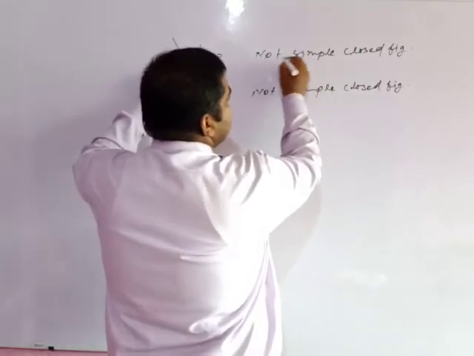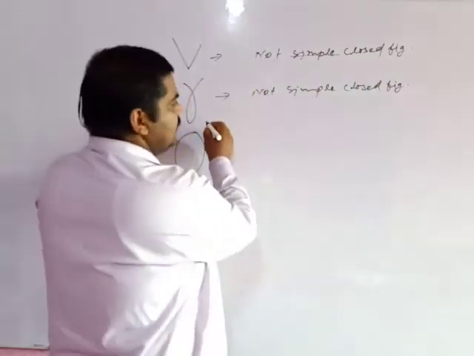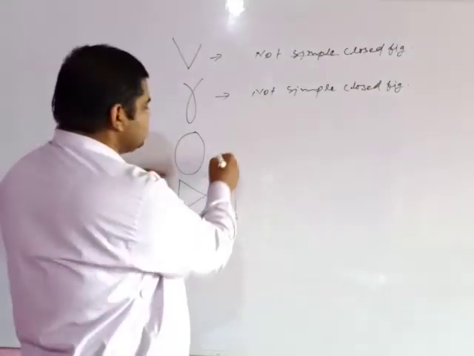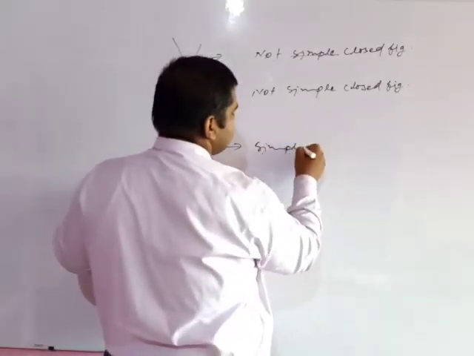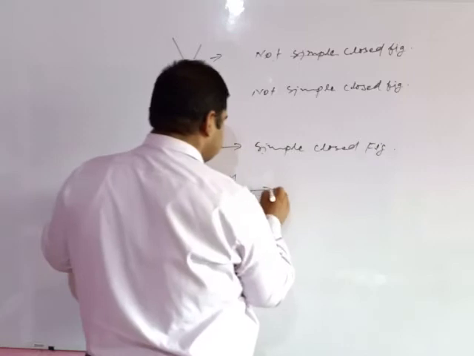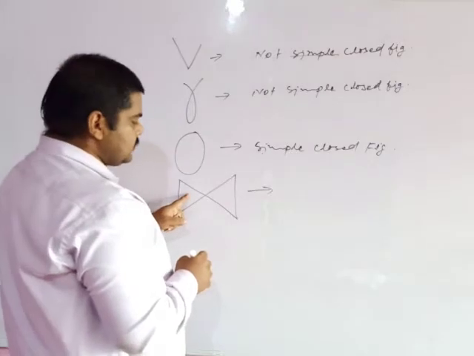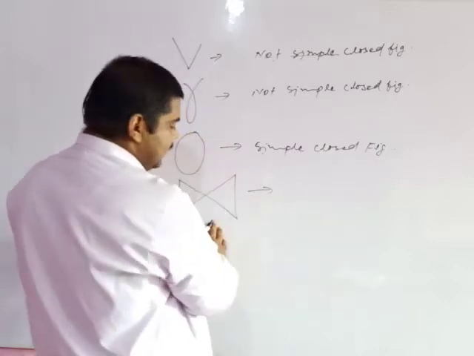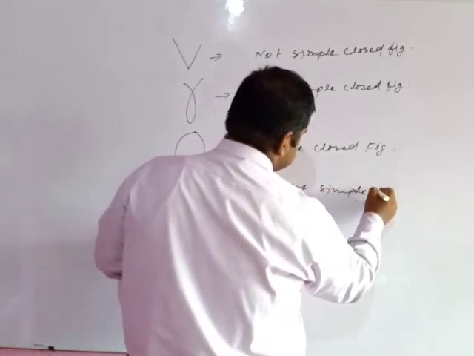Similarly, this figure is closed, but it is not a simple closed figure. In this figure, you can say that it is a simple closed figure. And the last one is a closed figure, but it is not simple closed. This is closed but not simple closed. So the last option is not simple closed.